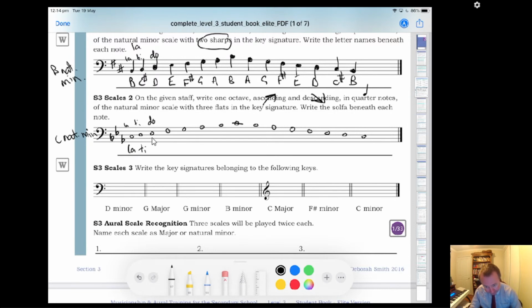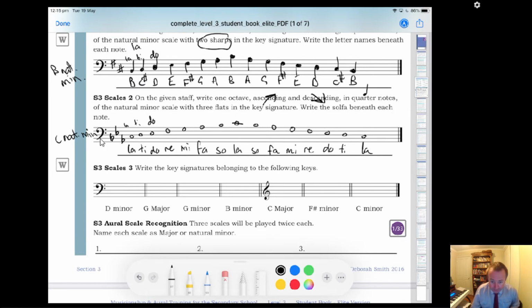La, ti, what comes after ti? Do. And then you carry on with the rest. Re, mi, fa, so, and la. Let's go back down. La, so, fa, mi, re, do, ti, la. Right. So, that is our scale.